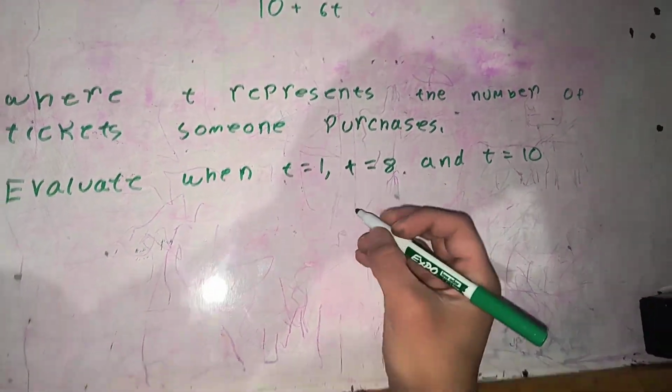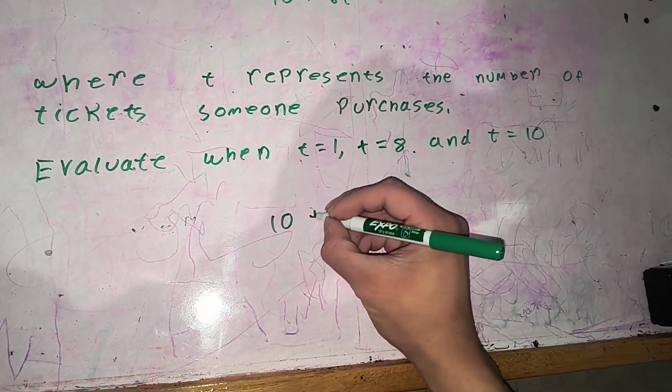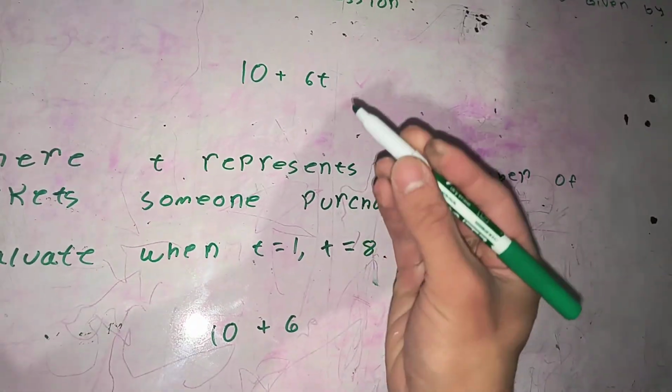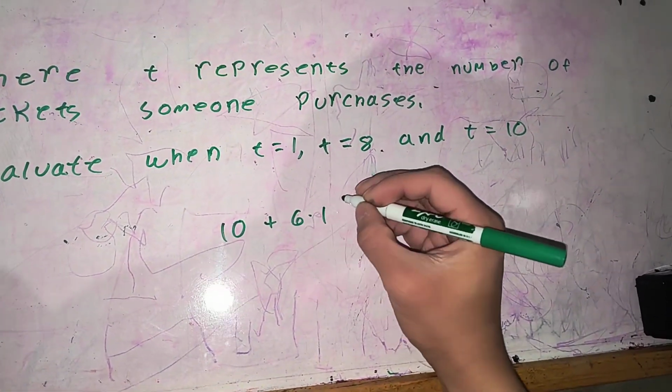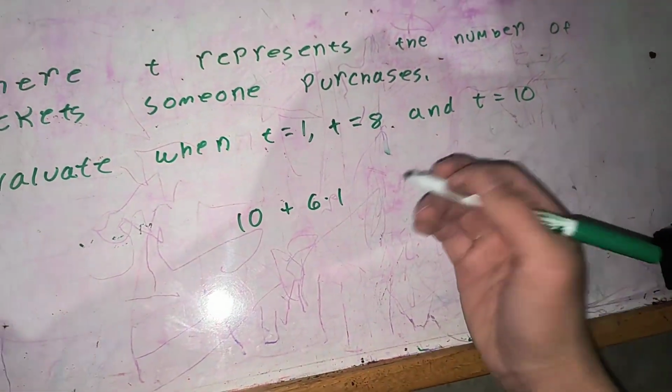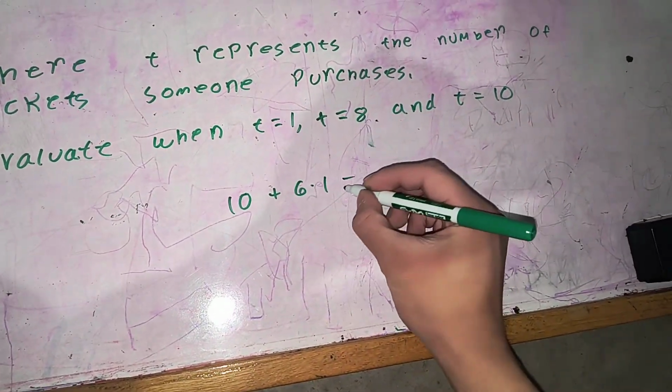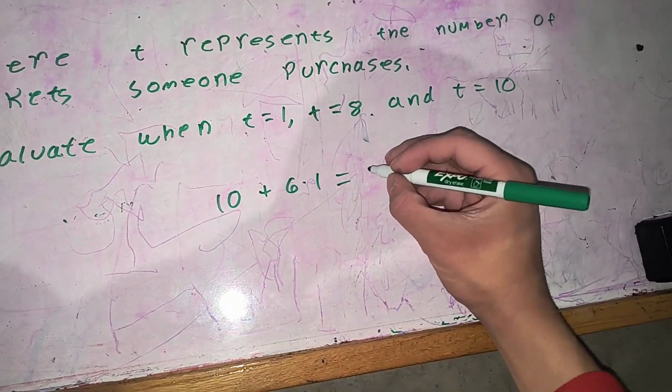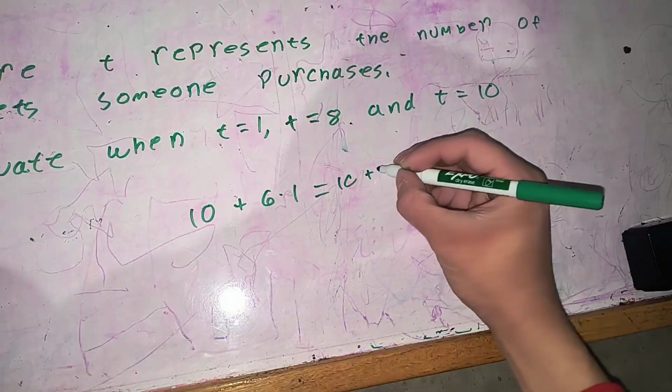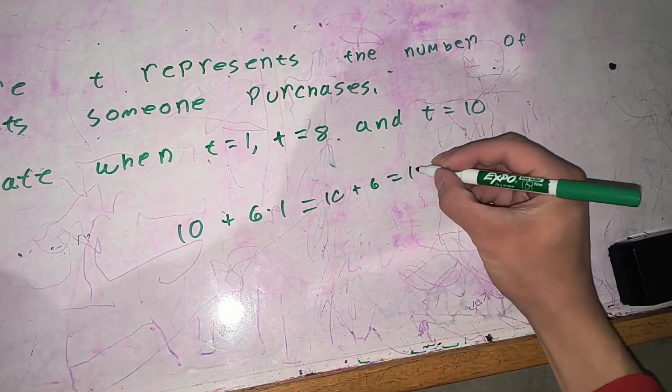So we have t is equal to 1. Well, that's 10 plus 6 times 1. Well, 6 times 1 is just 6, so this would be 10 plus 6, which is equal to 16.